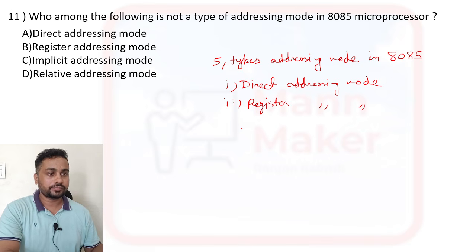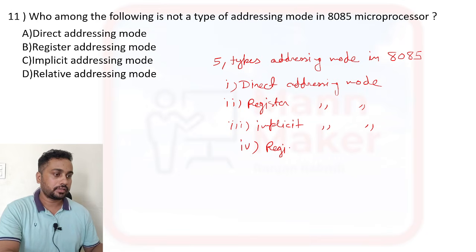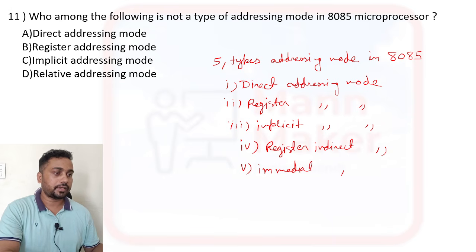Then the second one is your register addressing mode. The third one is your implicit addressing mode. The fourth one is your register indirect addressing mode, and the last one is your immediate addressing mode. So direct addressing mode, register addressing mode, implicit addressing mode, register indirect addressing mode, and immediate addressing mode. These are the 5 types of addressing mode in 8085.